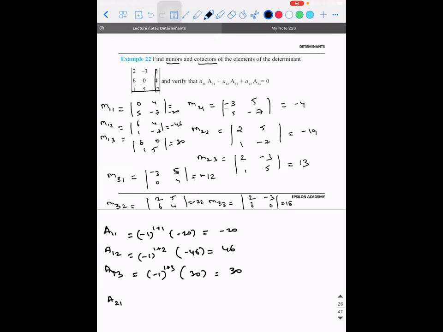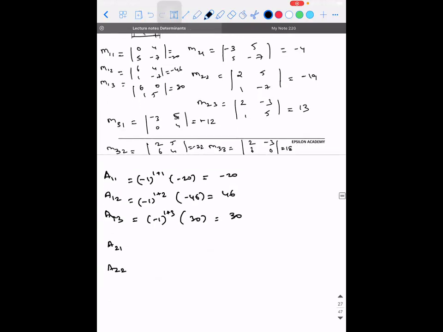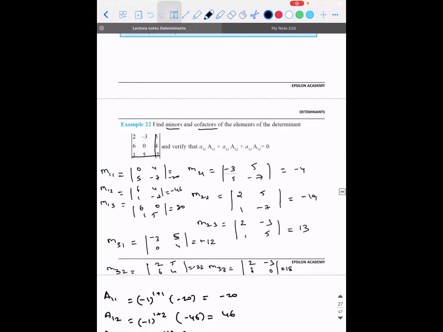Similarly, you guys tell me. I don't want to validate it, just tell me first. A21, A22, A23, A31, A32, A33. Plus 4, minus 19, minus 30, minus 13. Minus 12, or plus 12? It's minus only, no? Because 3 plus 1 is 4. Okay, sir. Then it is plus 22 and plus 18. Right? So these are the minors and the cofactors.